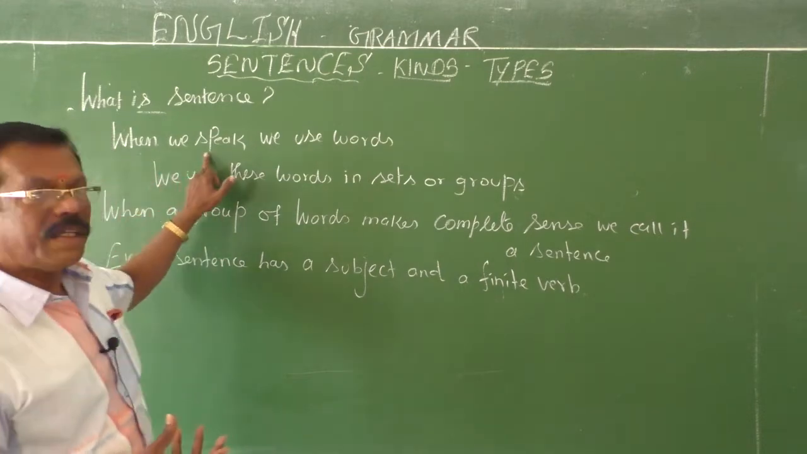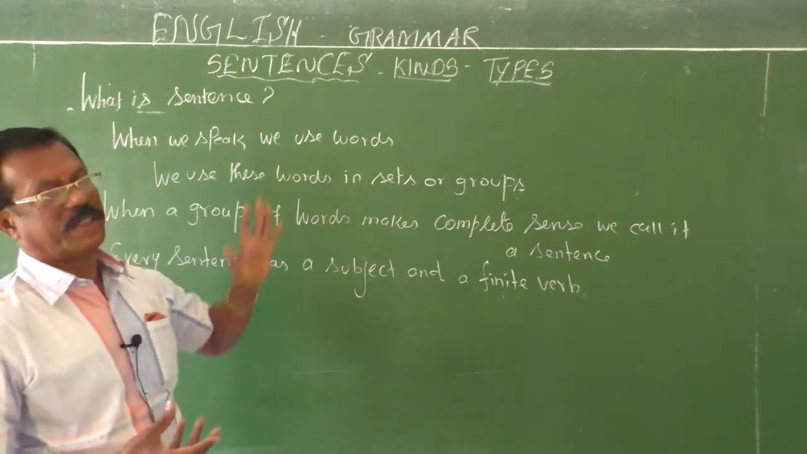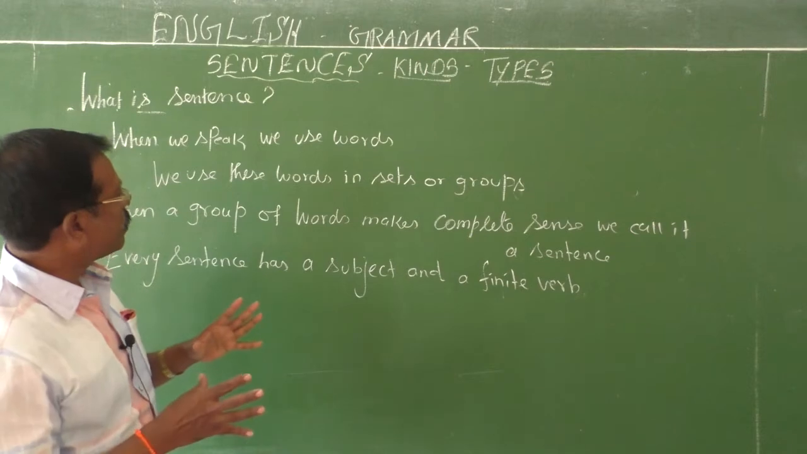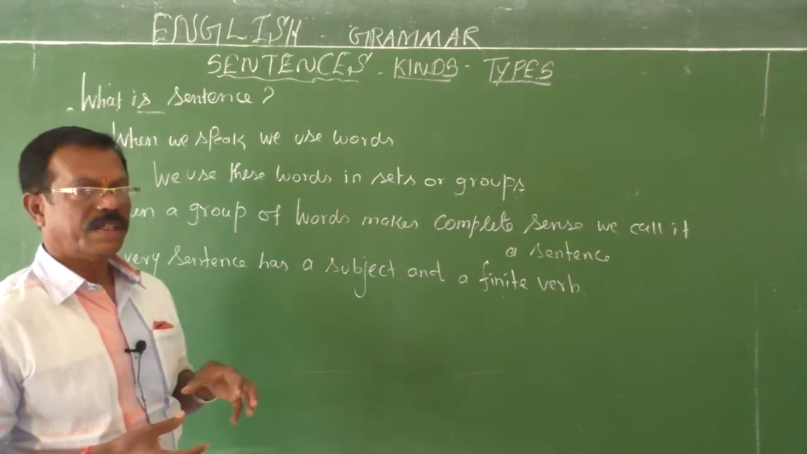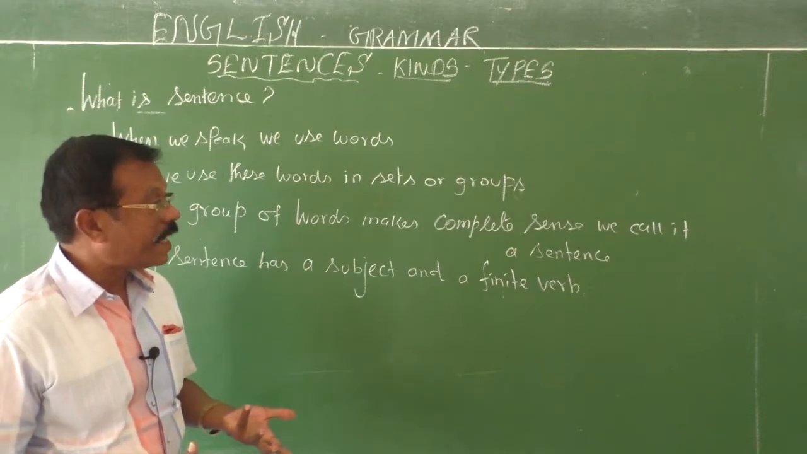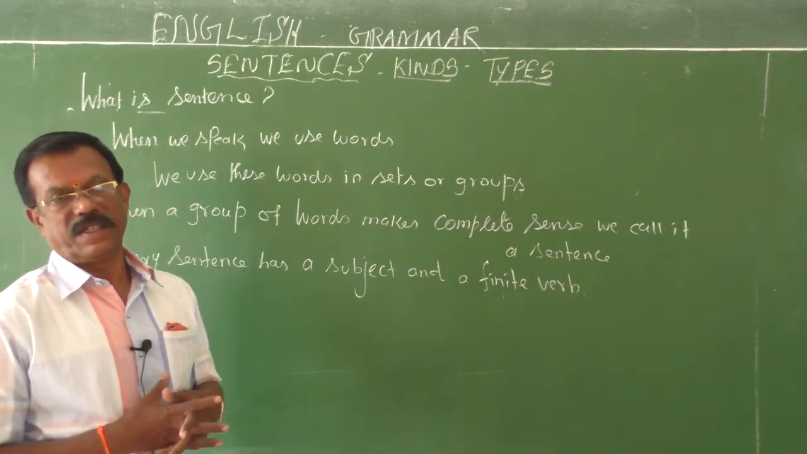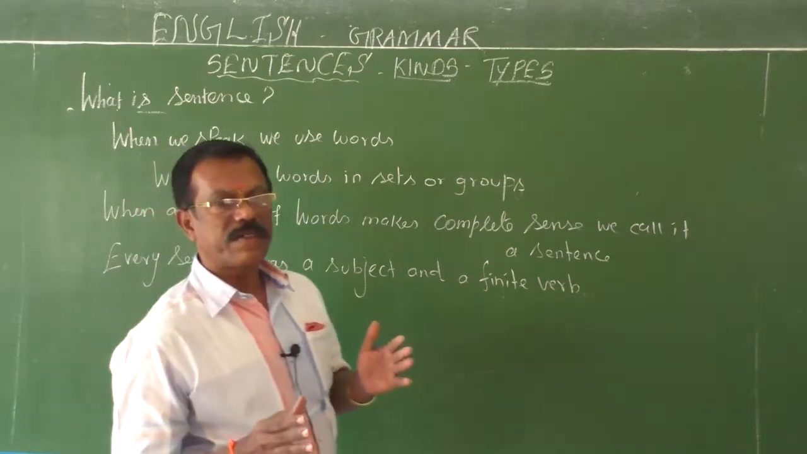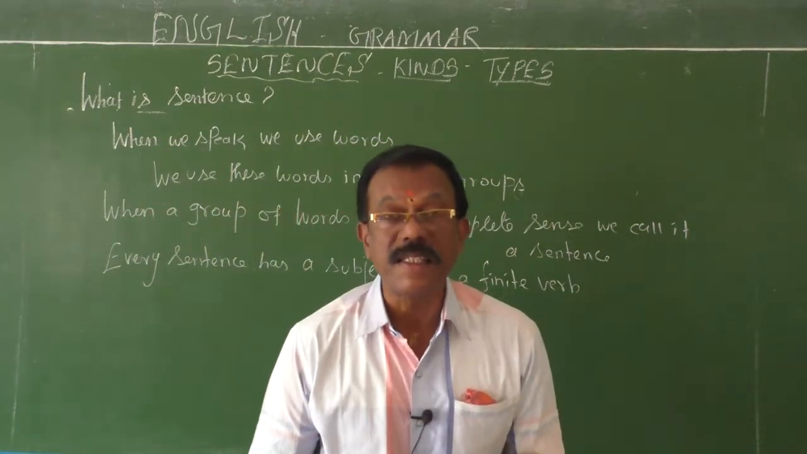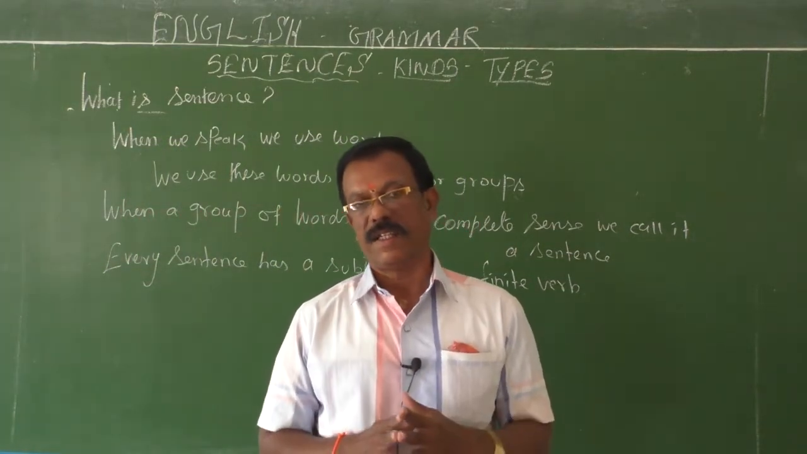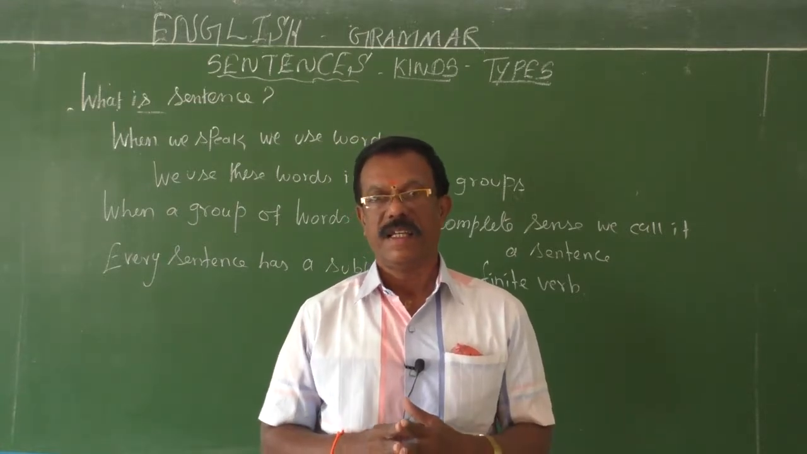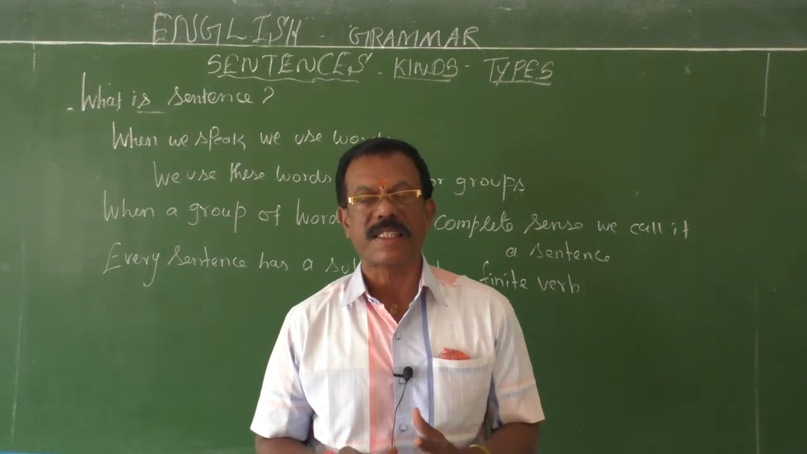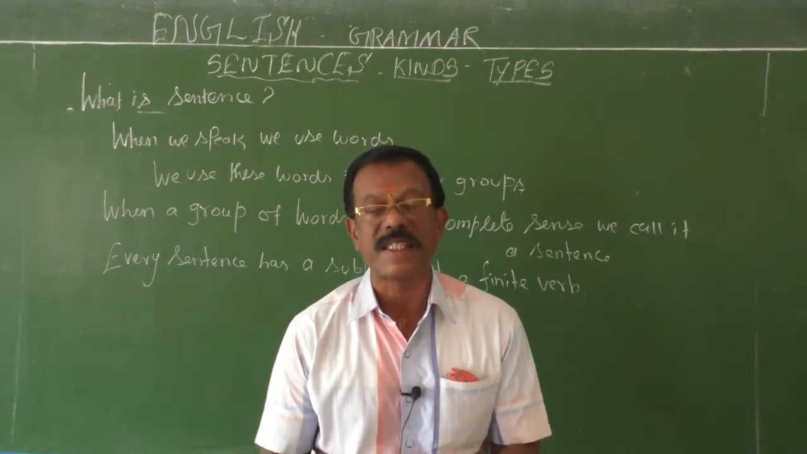See, when we speak, when we write, we use words. But we use words in groups or in sets. Such groups of words which make complete sense is called a sentence. So, a group of words that completes the sense is called a sentence. All groups of words cannot be called a sentence. A group of words to be called a sentence should complete the sense.